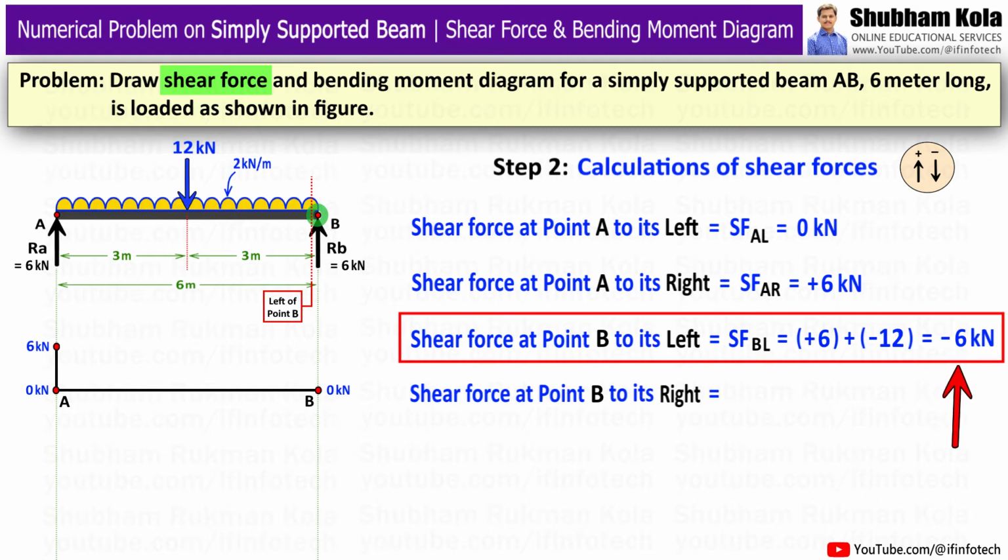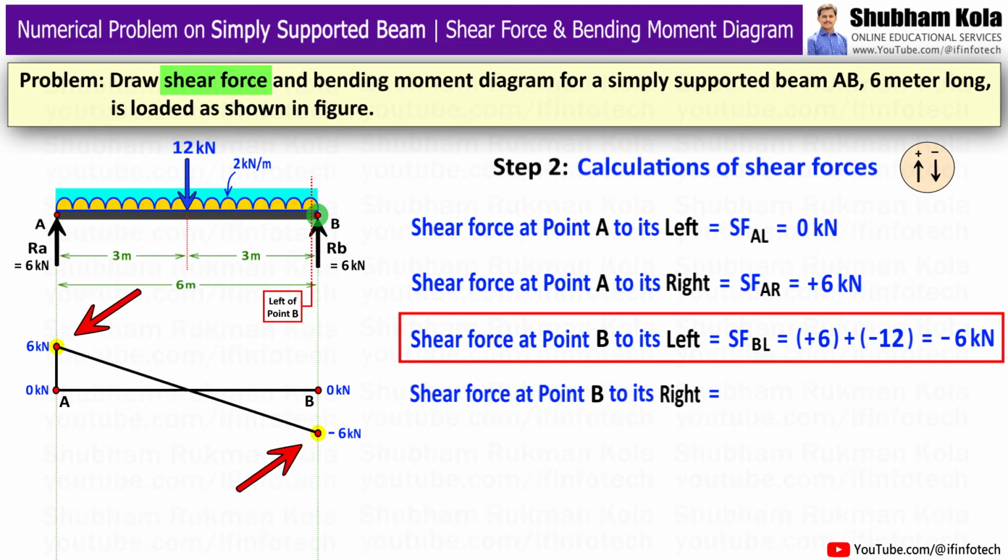Here as the shear force value is negative, hence I will mark this point of shear force below the reference line of 0 kN shear force. And here the type of load is UDL over the length of 6 meter. Hence to draw the shear force diagram, I will indicate UDL with an inclined line. So I will connect these 2 points with an inclined line.